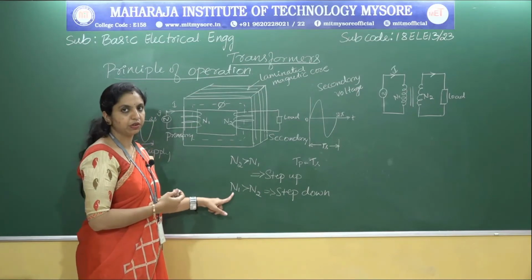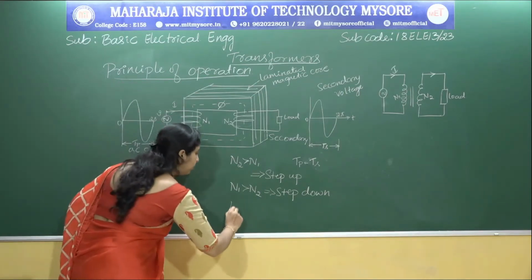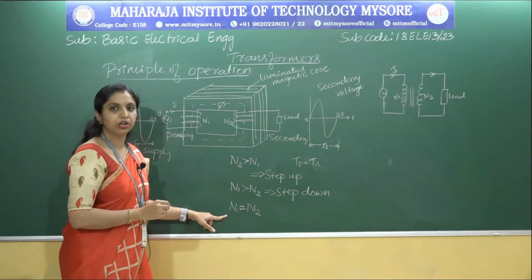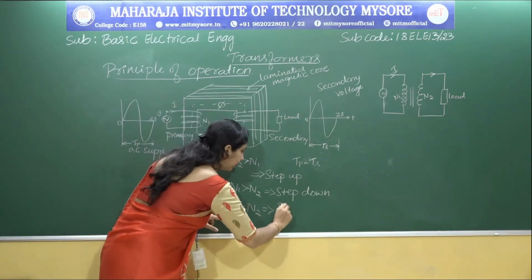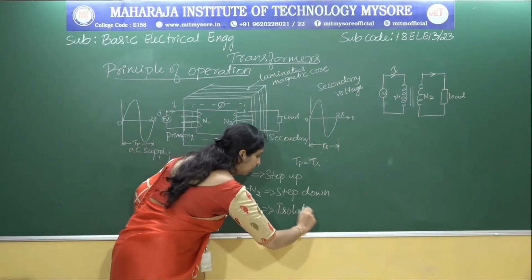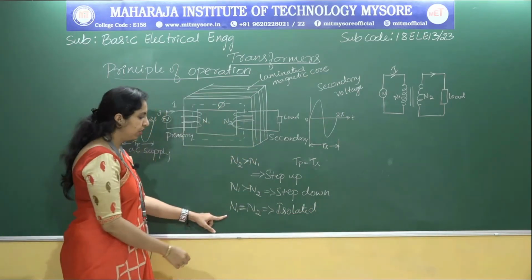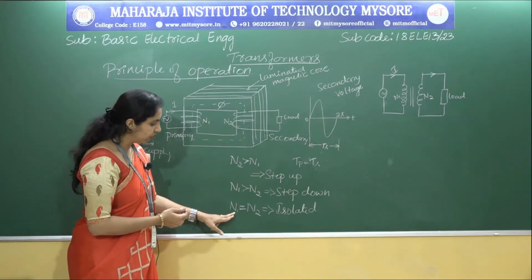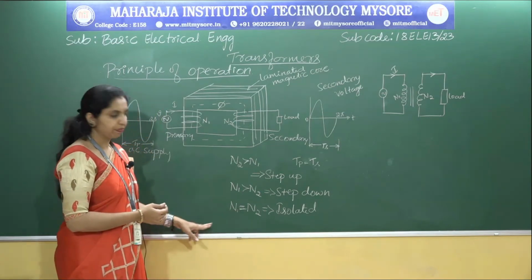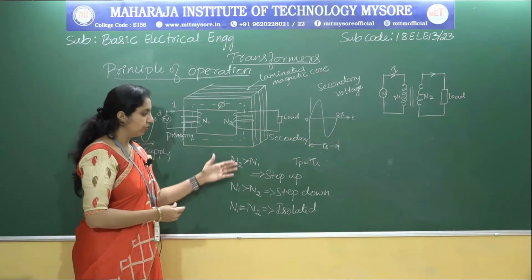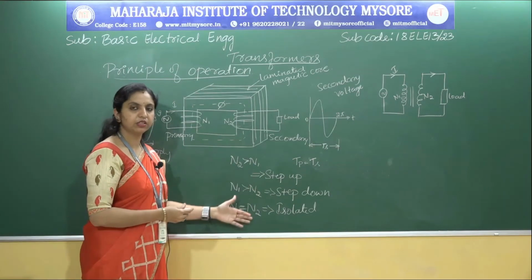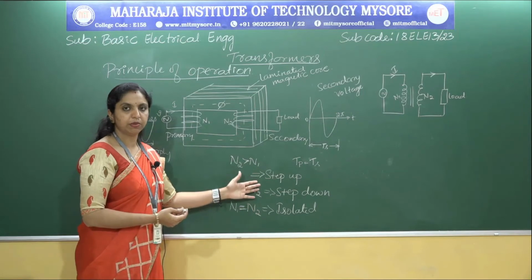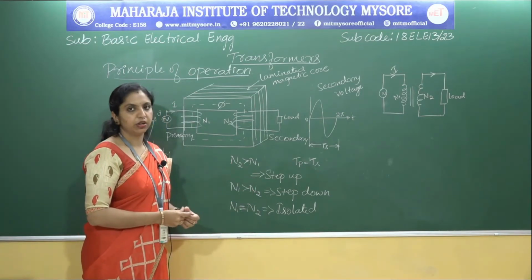Similarly, what happens when N1 is equal to N2? When N1 is exactly equal to N2, we call it isolated. There will be no difference in voltage. So based on the number of turns in the primary and secondary winding, it can be categorized into 3: step up transformer, step down transformer, and the isolated one.